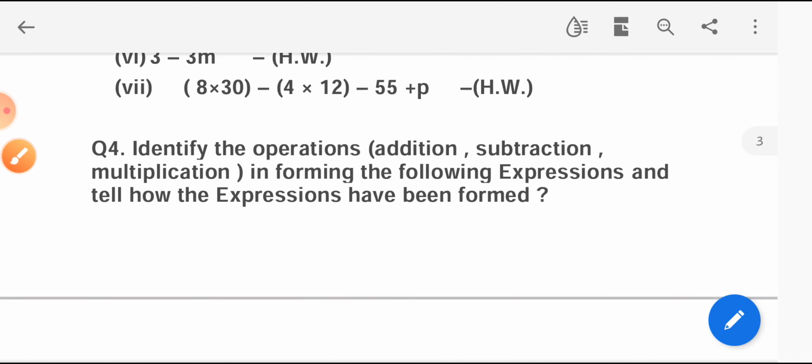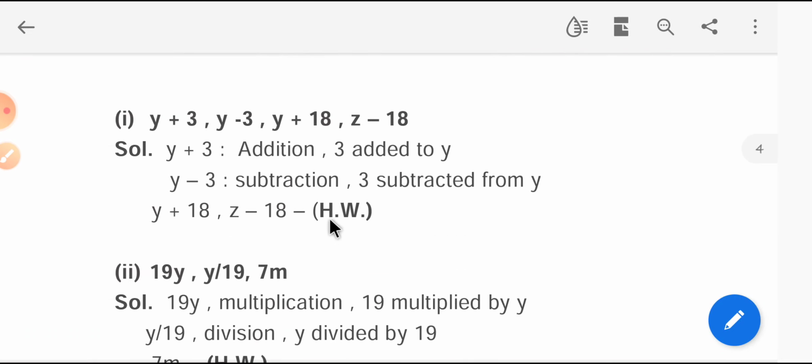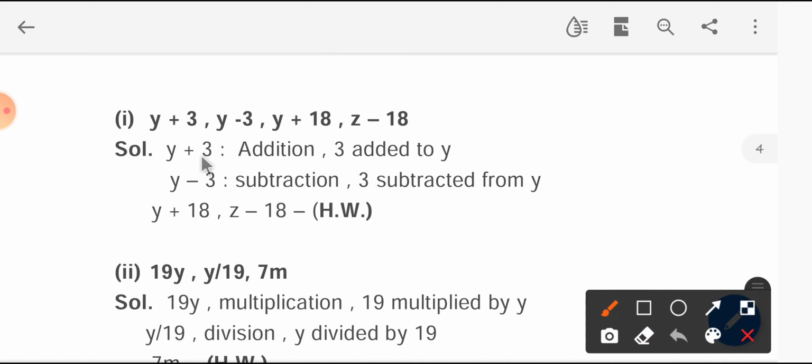Then see the question number 4. Identify the operations like addition, subtraction, multiplication and division in forming the following expressions, and how you will tell how the expressions have been formed. See the first one, y plus 3, y minus 3, y plus 18, z minus 18. First expression is y plus 3. You can see which operation is used here. The plus is given, it means addition.